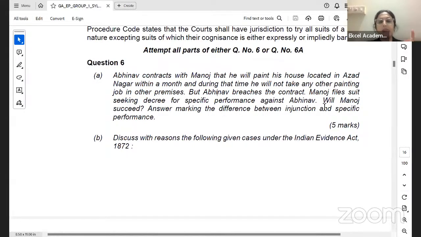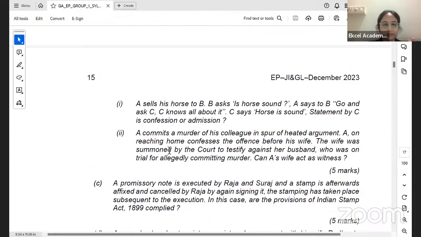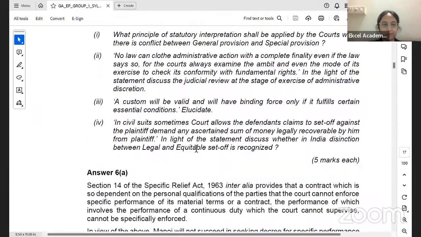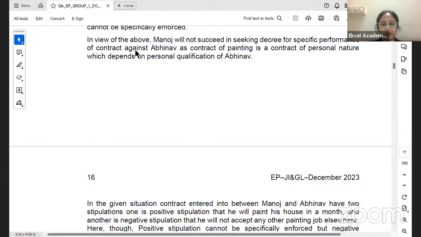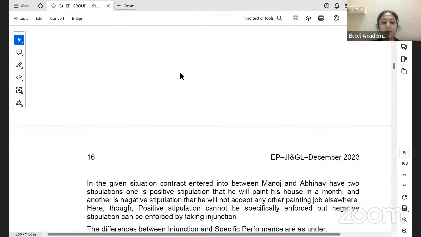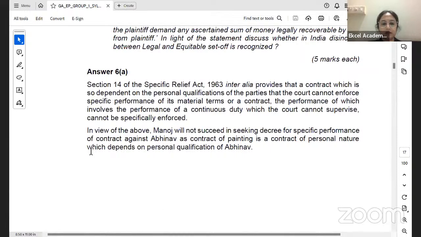Specific performance means whatever was agreed, that only I want. I don't want money or compensation damages. I want the performance only. Will Manoj succeed? Also, answer by making the difference between injunction and specific performance. They are asking the difference between injunction and specific performance. See, when there is a difference, they have given it in the form of a table, if you can observe. So we will see what the answer says.